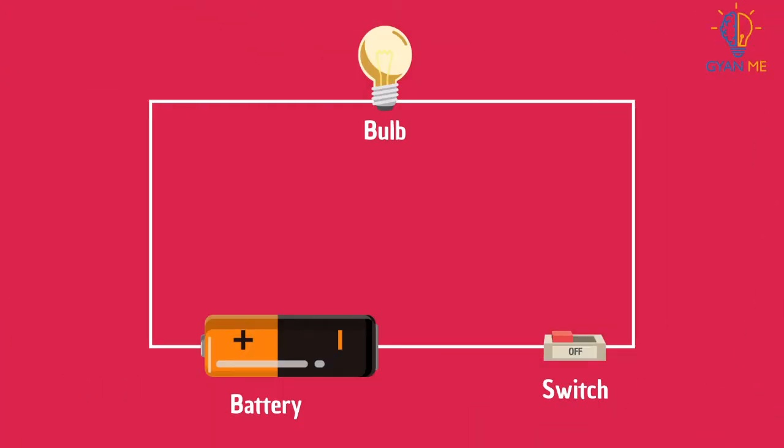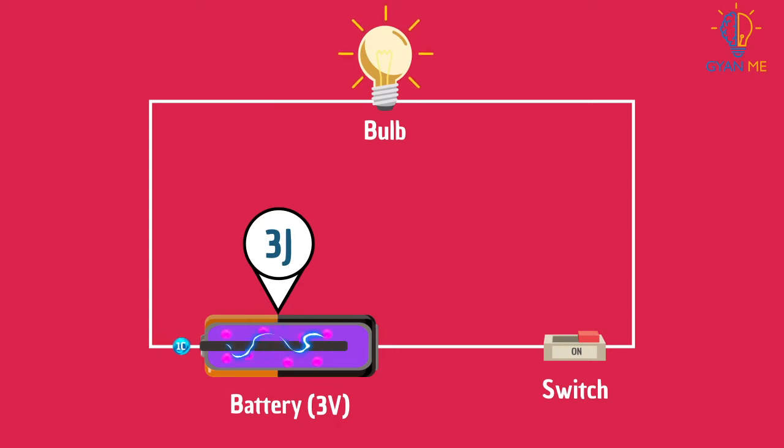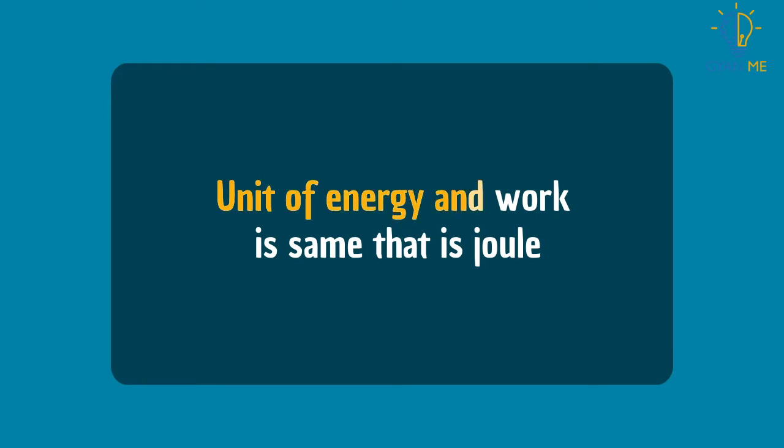For example, if we take a 3-volt battery, there is 3 joule of work done on 1 coulomb charge as battery is giving 3 joule of energy to 1 coulomb charge. Remember students that unit of energy and work is same, that is joule. But they are not same. Work is the outcome or result of mechanical energy transfer. But since they are related to the energy, both of them have same units, that is joules.